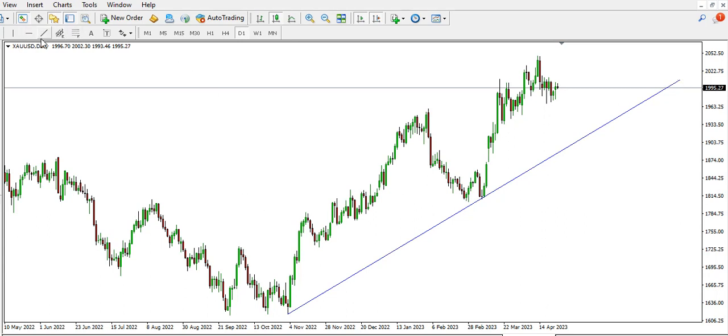Price went up and then dropped. Also went up, now it's dropping. It's dropped this far, and then it could go up, or it could drop to the ascending trend line. These are ascending trend lines. But that's the daily time frame.